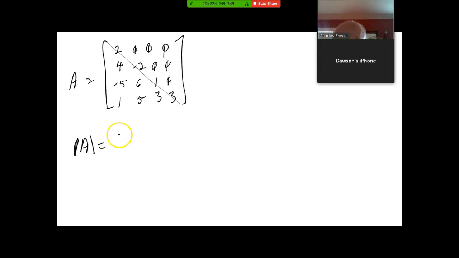Would 19 be the number? Easier than that. Multiply the diagonal elements together. 2 times -2 is -4, times 1 is -4, times 3 is?